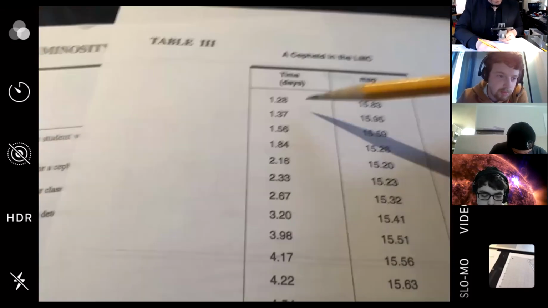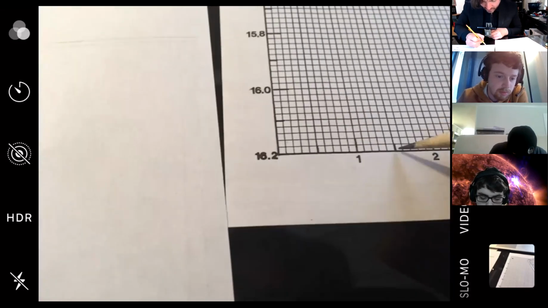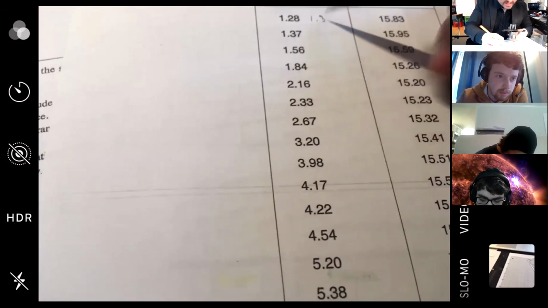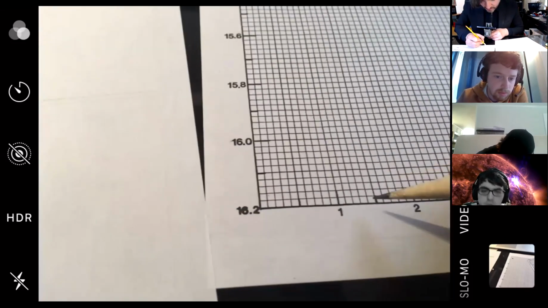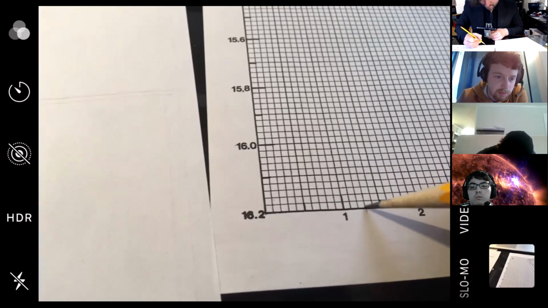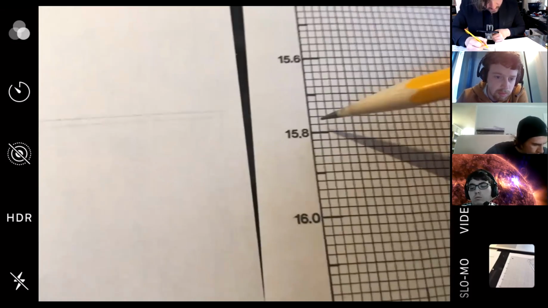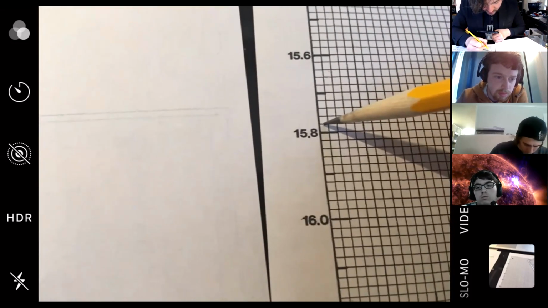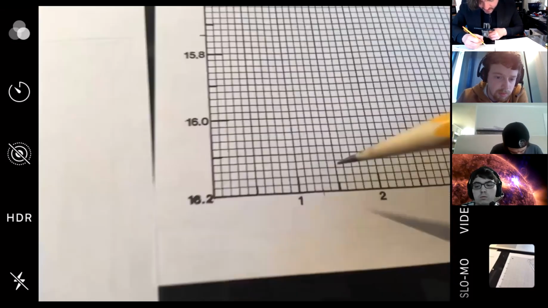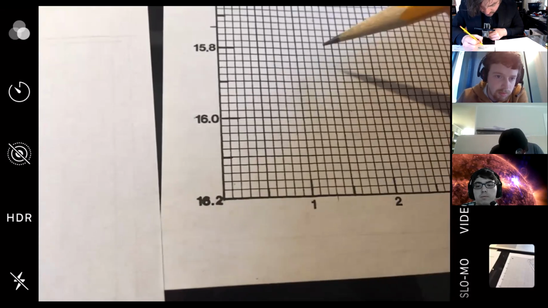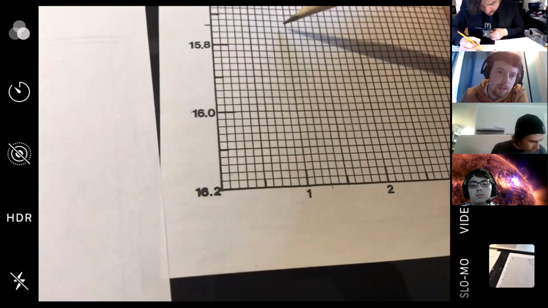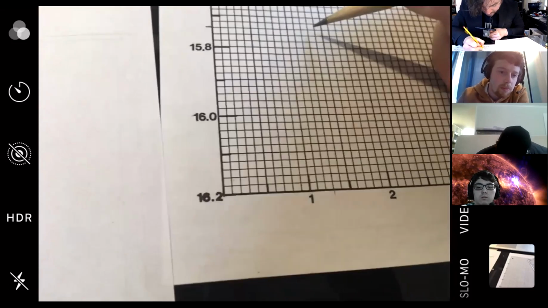So our first point, this is going to take a while, 1.28, 15.83. So here's 1.5, 1.28. Let's just round it. Let's just call this 1.3. That'll make this a little bit easier. And we'll call that, I don't know, 15.8. So here's 1.3 right there, right? And then 15.83, 81, 82, 83 is somewhere around there. We're just going to round it off just to make it a little easier to manage. So 15.83 and 1.3 is right there.